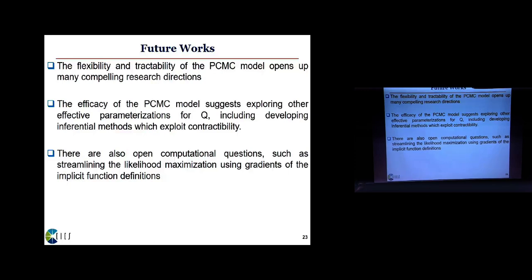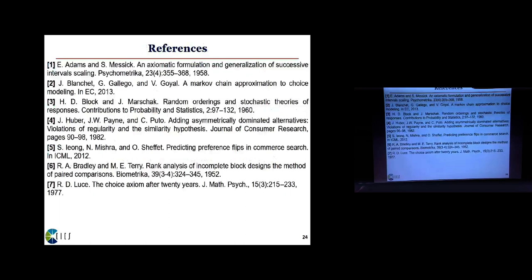The efficiency of the PCMC model suggests exploring other effective parameterizations for Q, the rate matrix, including developing inferential methods which exploit contractibility. There are also open computational questions such as streamlining the likelihood maximization using gradients of the implicit function definitions. And these are the references for this one.